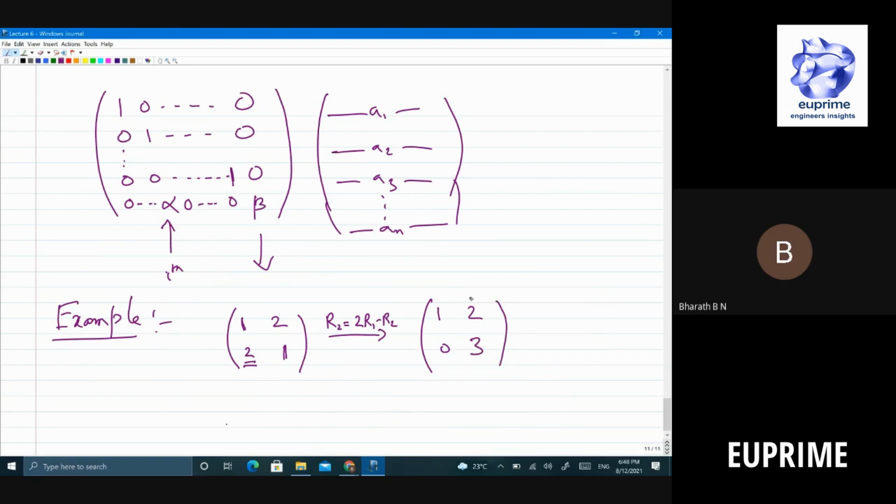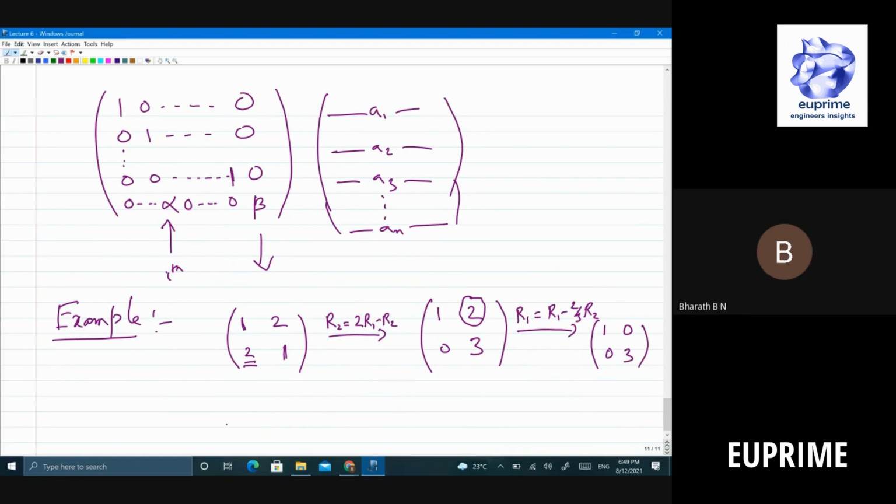I have to knock off this guy, right? So what should I do? So R1 is what? R1 minus 2 by 3 times R2. So what do I get here? There is no problem with this, right? I'll get 1 itself. This will be 0, 0, 3. Now what do I do?